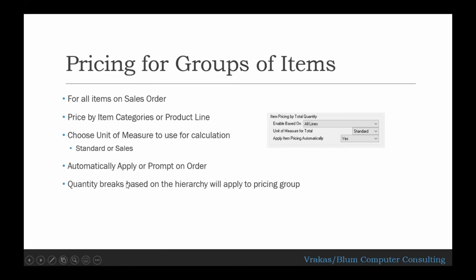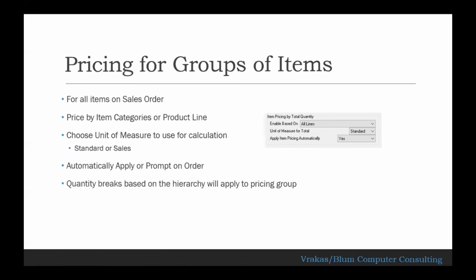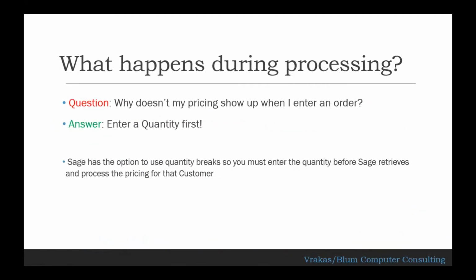So that kind of covers all the different types of pricing, but there was one other thing I wanted to mention. It's a question I get a lot from folks. Why doesn't my pricing show up when I enter an order? So you've set up all this pricing, you're in sales order entry, you're entering your order, and you put in your item code for your customer. And hey, the price is still showing the standard price. It's not showing my complicated pricing that I spent all this time calculating.